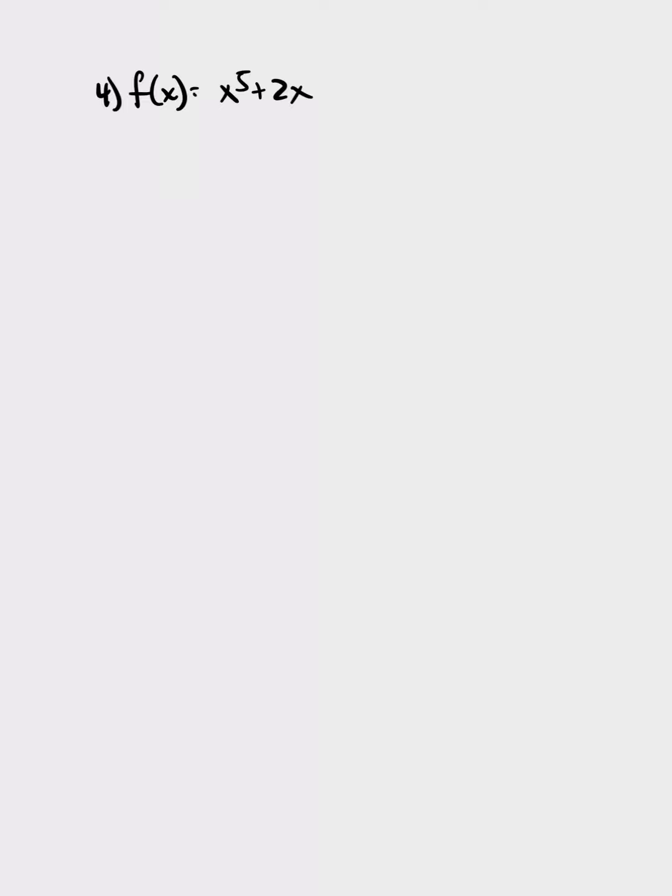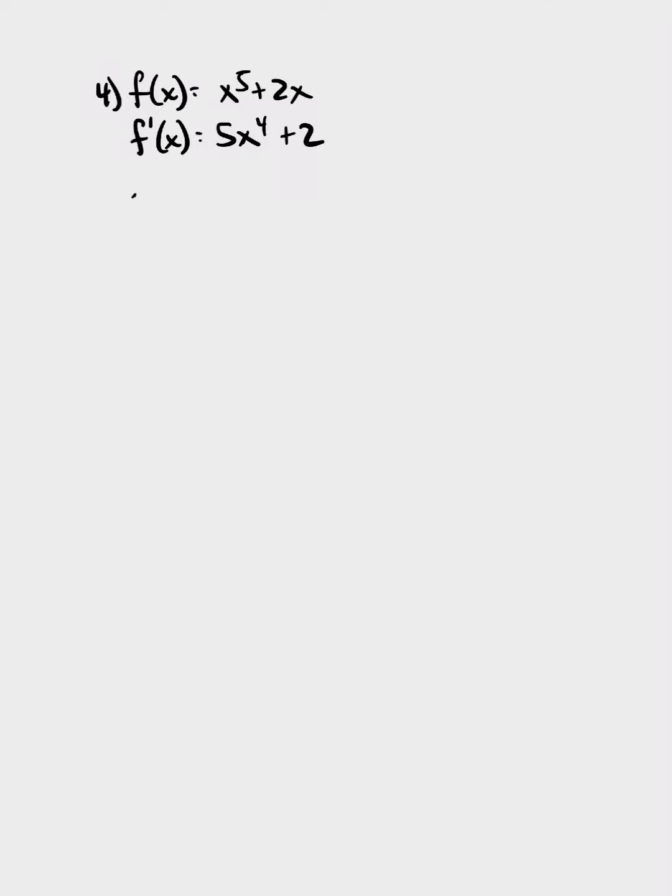Okay, I just want to show you one more. I know this is getting a little long, but here we have x to the fifth plus 2x. So if I go and take its derivative, I get 5x to the fourth plus 2. There's not anything there I can factor since x isn't in both terms, and 5 and 2 doesn't factor.